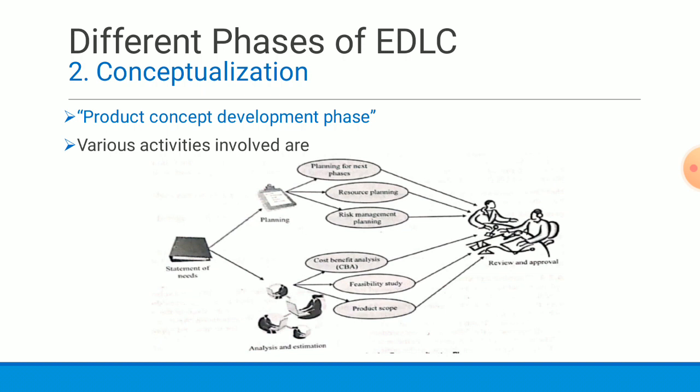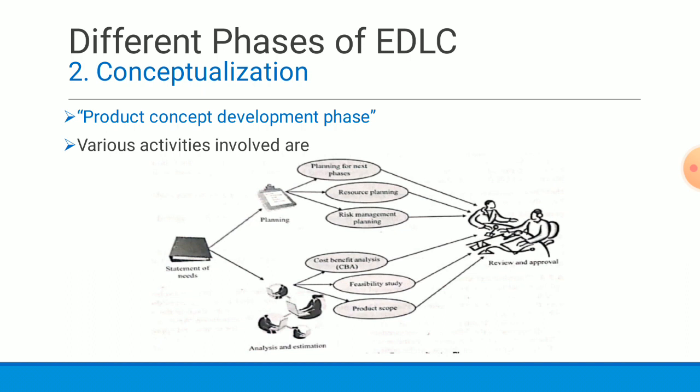The second one is the analysis and estimation activity. Under this there are three things: feasibility study, cost benefit analysis (CBA), and product scope. A feasibility study examines the need for the product carefully and suggests one or more possible solutions to build the need as a product. It usually analyzes the technical feasibility, that is technical challenges, limitations, etc., as well as the financial feasibility, like financial requirements, funding, etc., of the product under consideration.